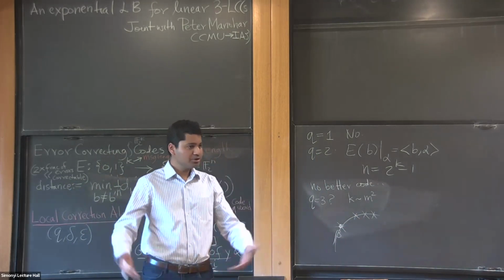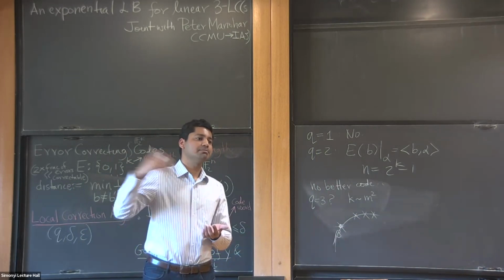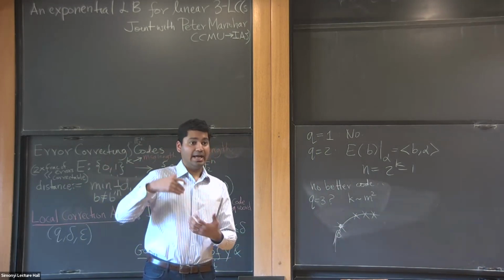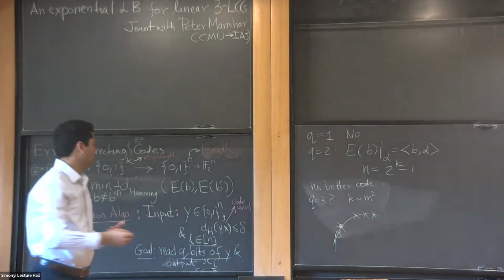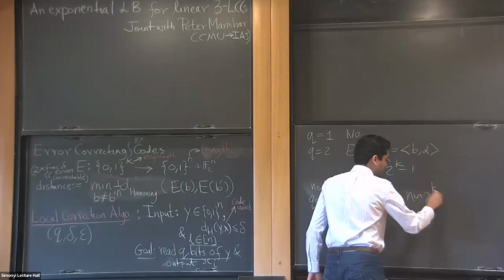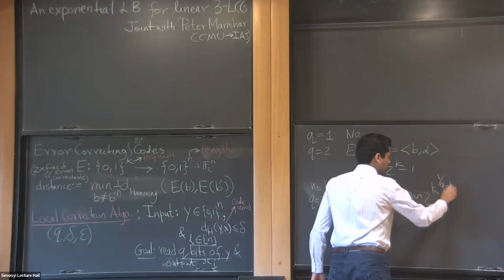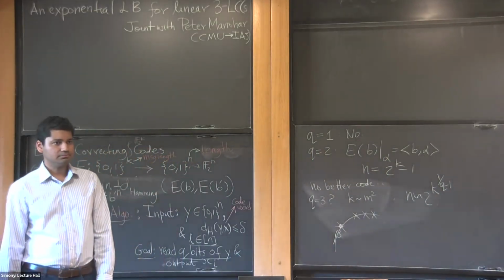And you can push this idea to higher degree polynomials. The number of queries would always be 1 plus the degree of the polynomial. And the block length of the code basically drops in the exponent. So in general, you can get a 2 to the k to the 1 over q minus 1 length code with q queries. Okay.